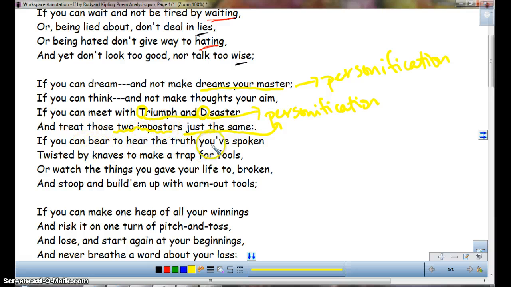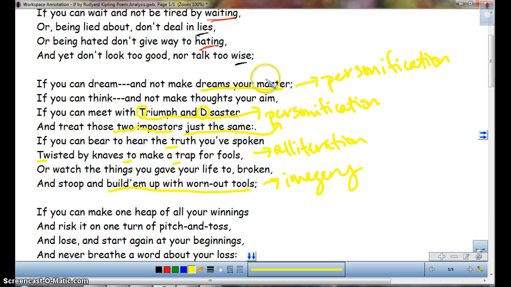"If you can bear to hear the truth you've spoken, twisted by knaves to make a trap for fools." Holy smokes, look at those T's. T, T, T. That's definitely alliteration. "Or watch the things you gave your life to broken, and stoop and build them up with worn out tools." Okay? Build them up with worn out tools. That's imagery.